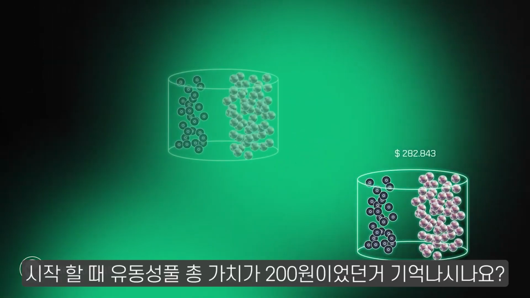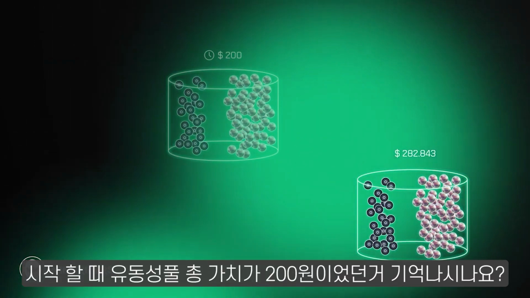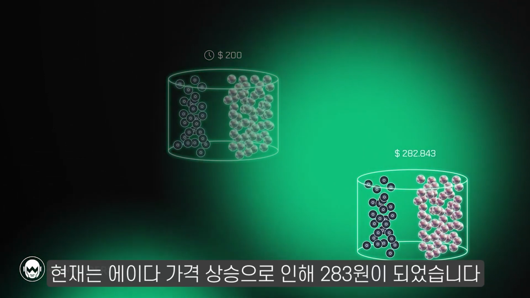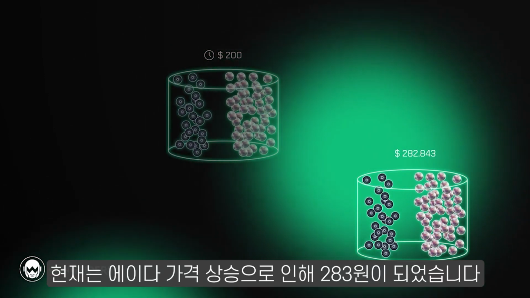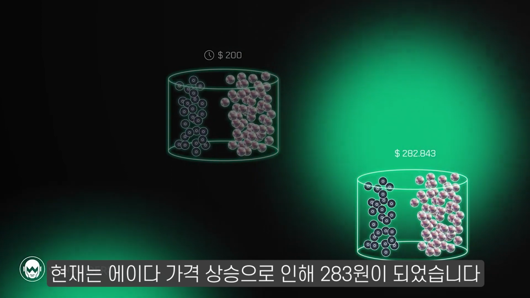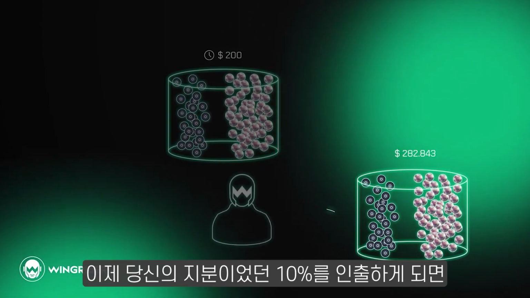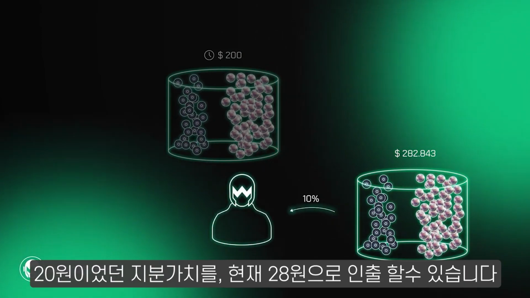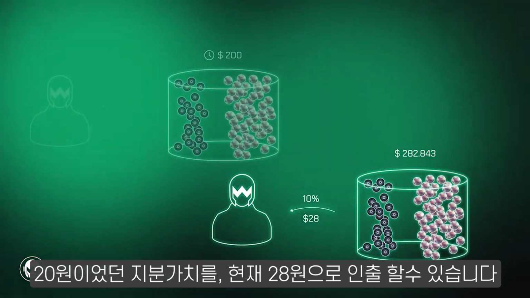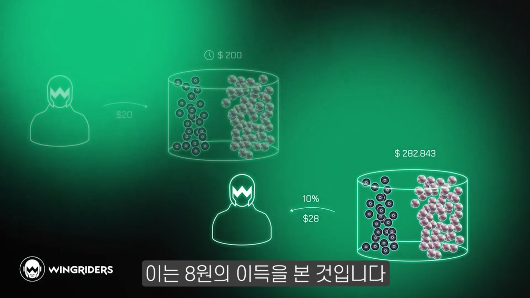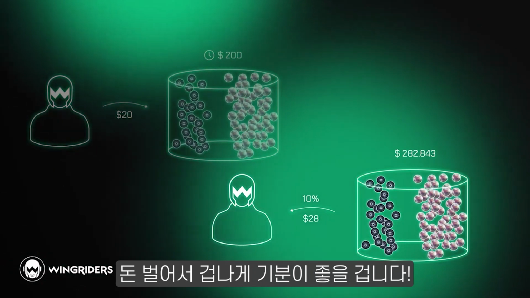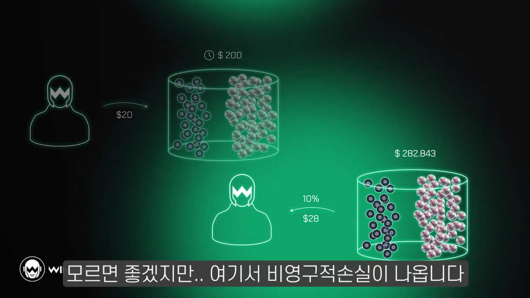Remember, when you deposited into this pool, its total value was $200. But because of the ADA value change, the pool's value has risen to $283. If you now withdrew your 10% share of it, you would get $28. That's $8 more than you deposited. That sounds nice, but here's the catch called the impermanent loss.